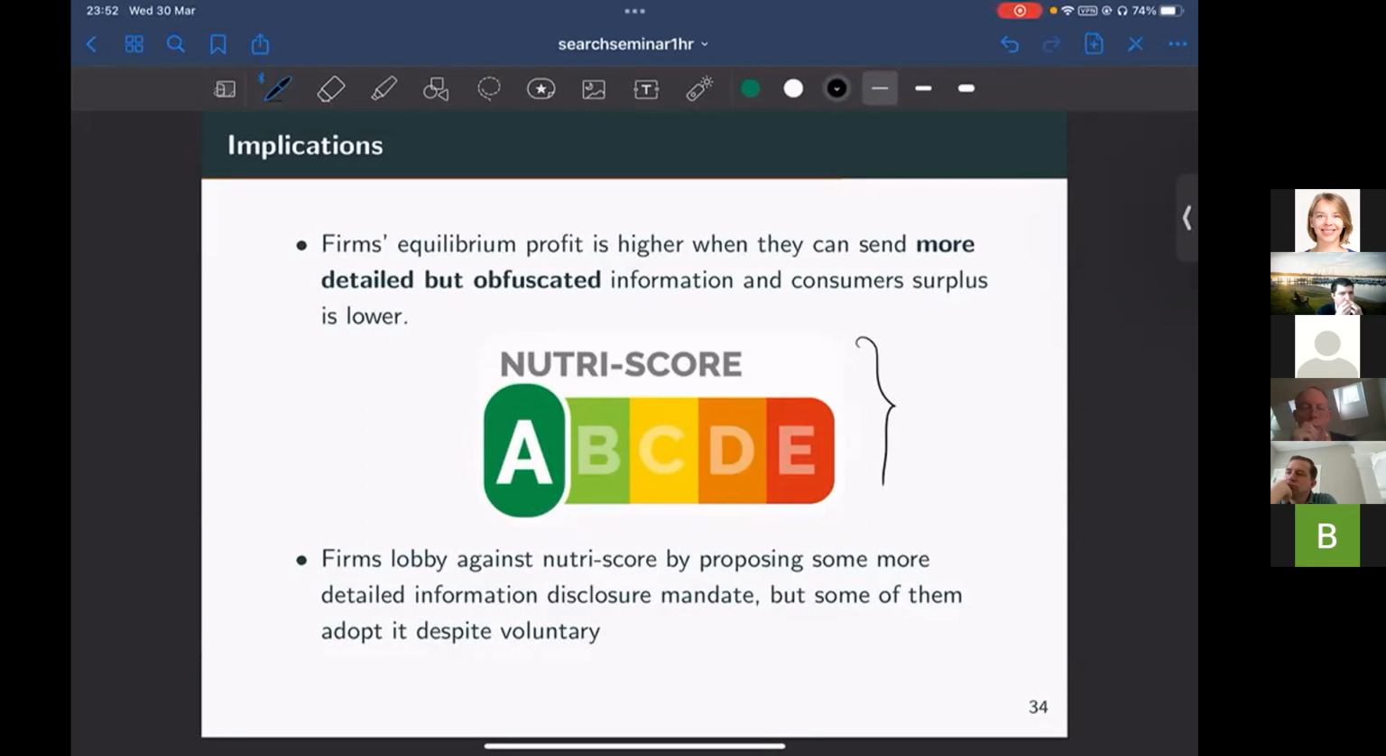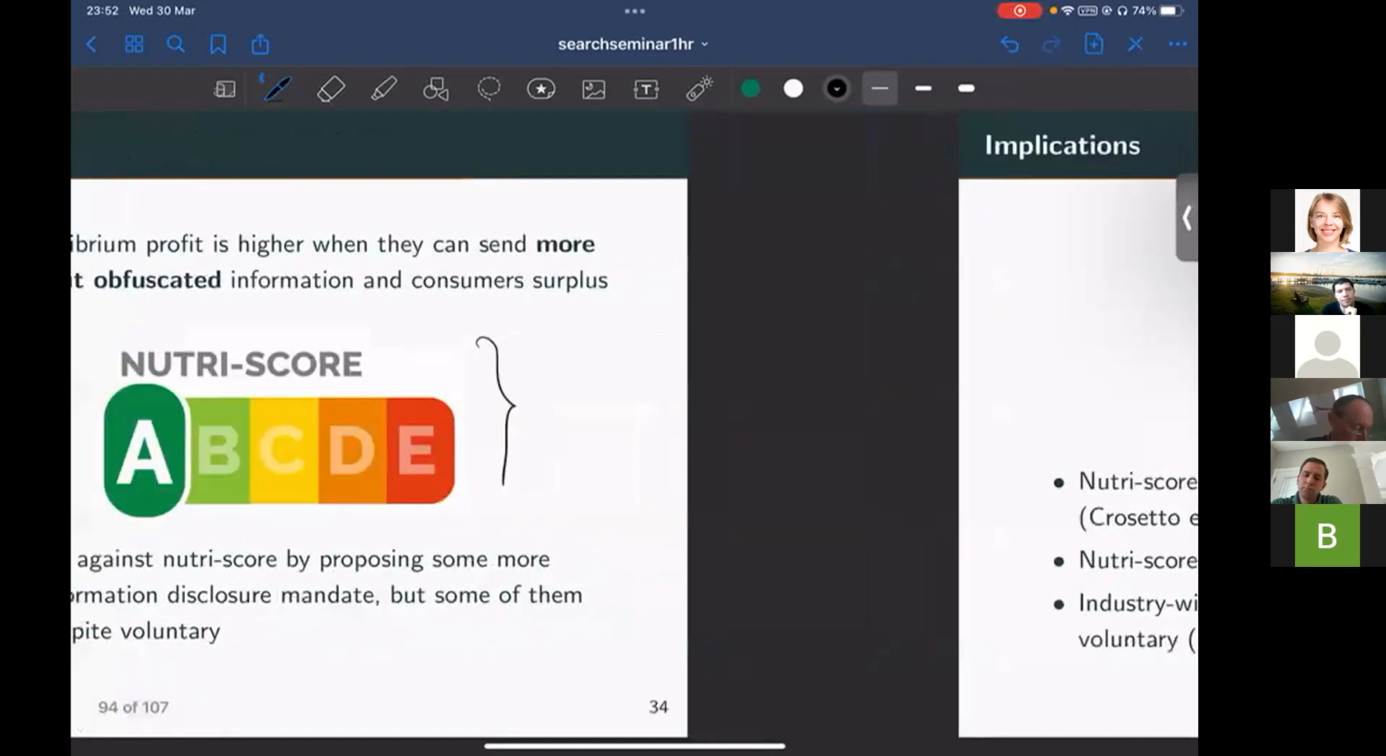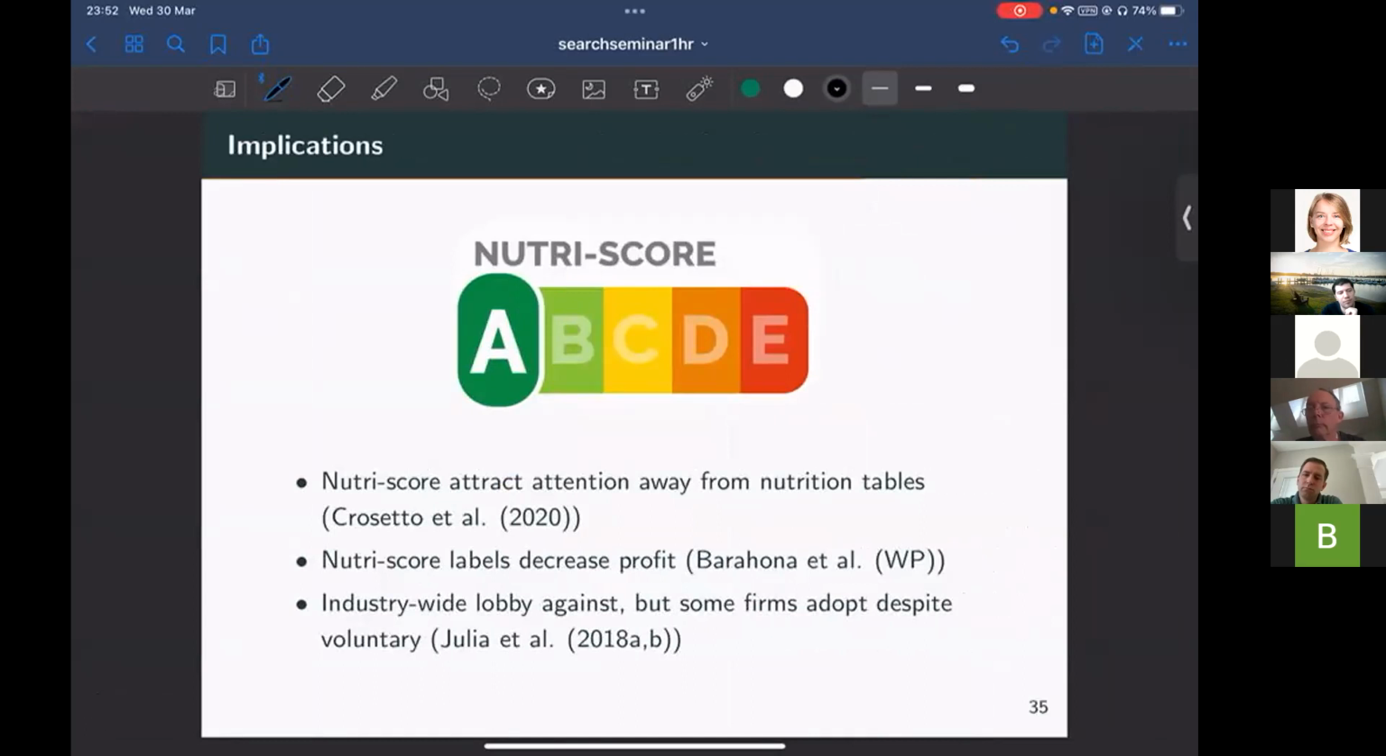But interestingly, some of them adopt the coarser information disclosure method, this Nutri-Score, even though it is voluntary. So that confirms our mixed strategy equilibrium, right? Although firms' profits in equilibrium decrease when there is coarser information, some of them will still send coarser information because they want to encourage comparison browsing. So that's something that our model could speak to.